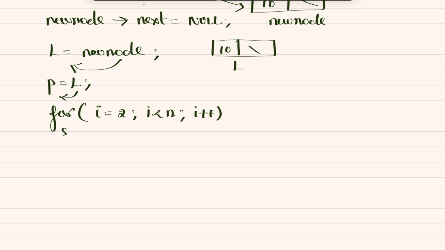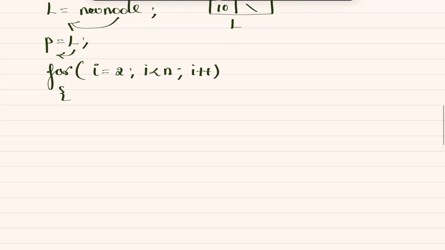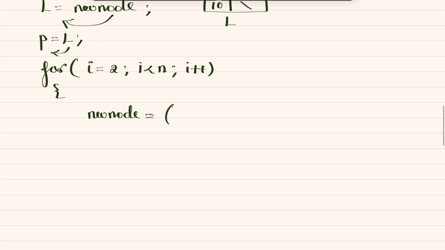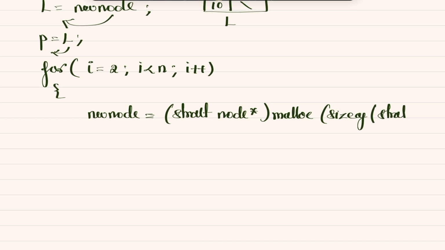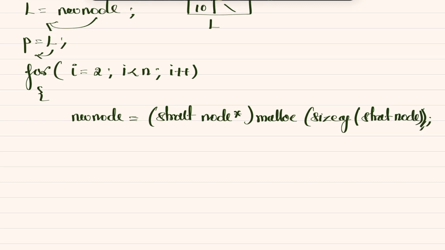From this for loop, I am going to create the second node. The second node also has the same memory allocation, which comes with a new node. New node is equal to struct node star, then the malloc function is there to allocate the memory space. Malloc sizeof struct node. The new node is created.